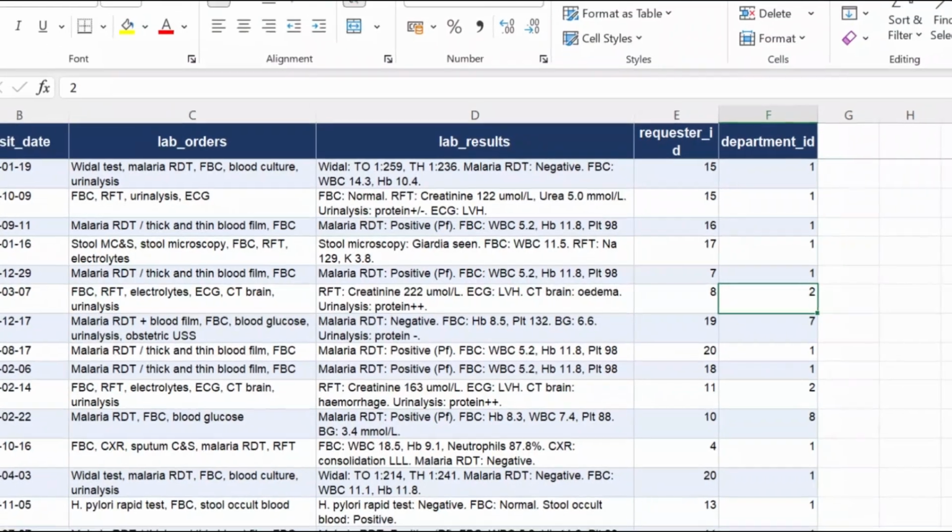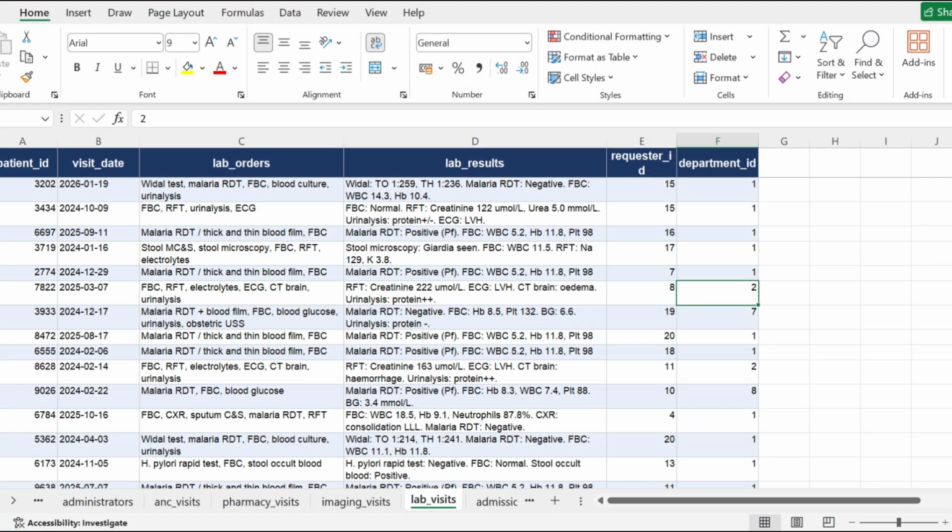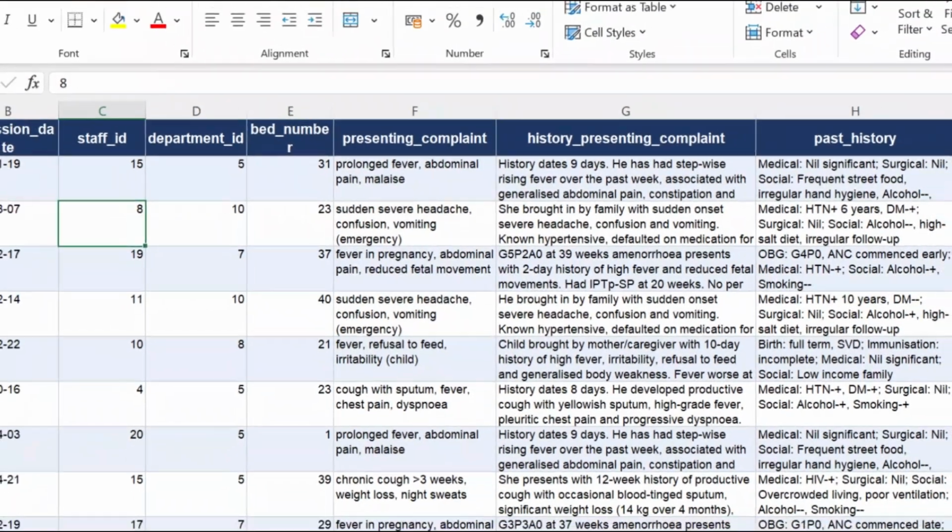Next, we have the laboratory visits table. This is where all laboratory investigations performed for patients are recorded. Laboratory data often forms one of the richest sources of clinical information within healthcare analytics because it provides objective measurements of patient health status. The next sheet contains admissions.